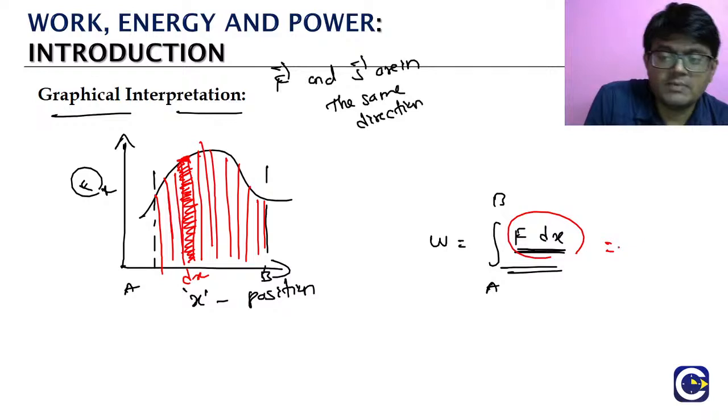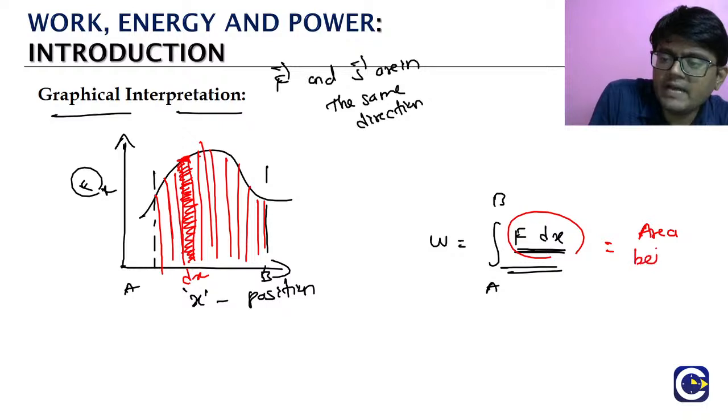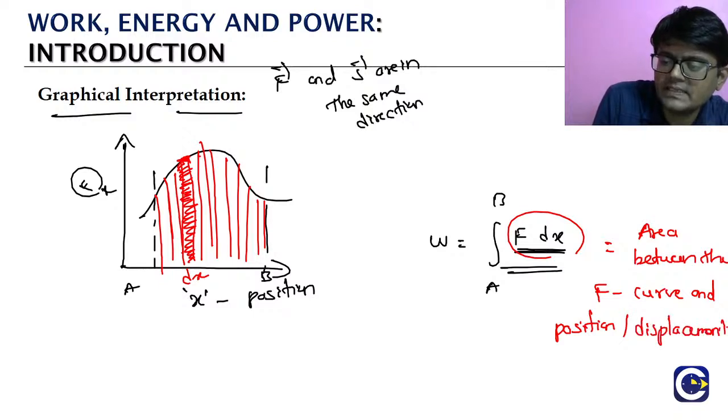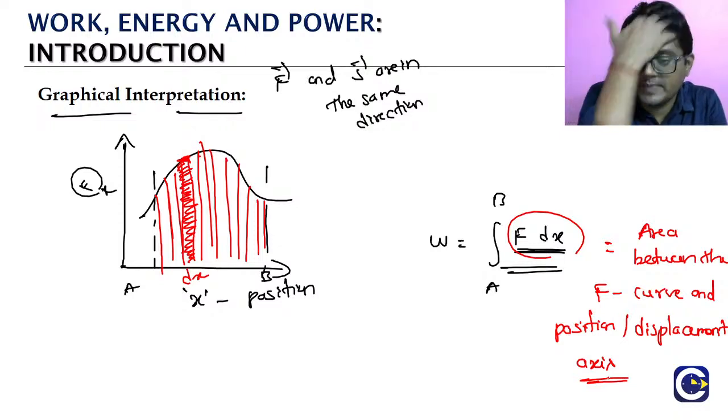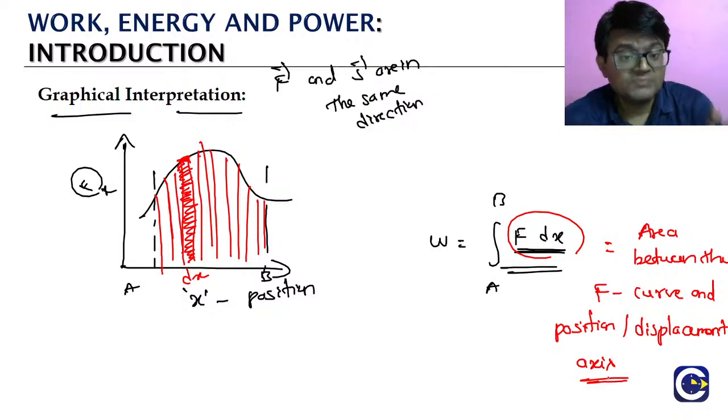So in terms of graphical significance, what is it? It is the area between the force curve and the position or displacement axis. Okay, so why are we calling it position or displacement? Because change in position will give us displacement. So here we are looking at the force to be in the direction of the displacement.